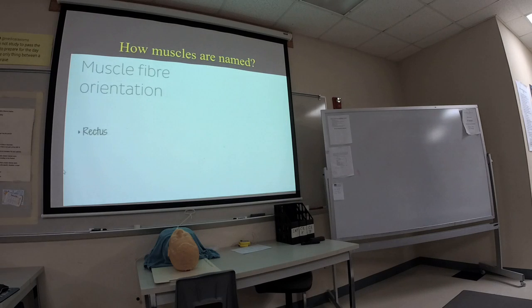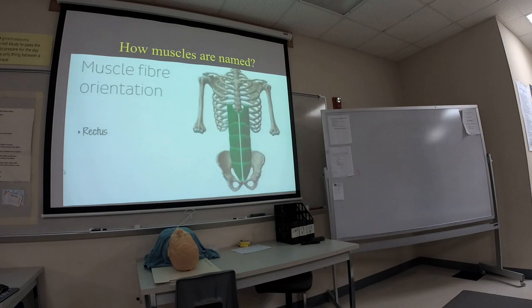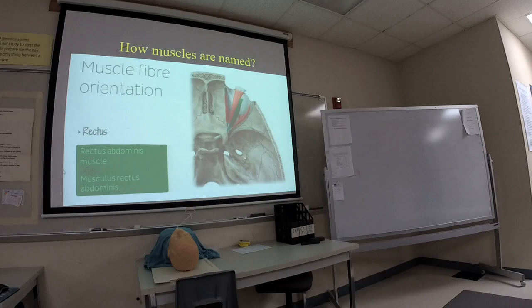And finally, the term rectus describes muscle fibers that run parallel to the midline, such as in the case of the rectus abdominis muscle, which is seen here. And the word rectus in Latin means straight, and can also be used to describe a muscle that runs straight. For example, the superior rectus muscle, which is one of the 4 rectus muscles that control the movement of the eye.